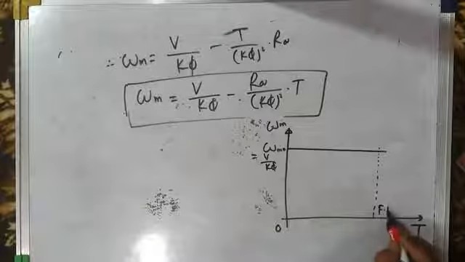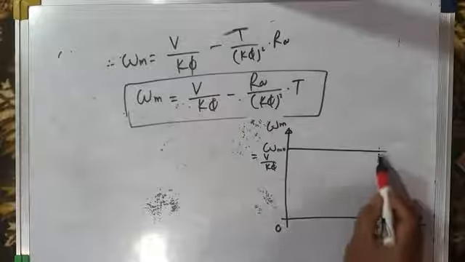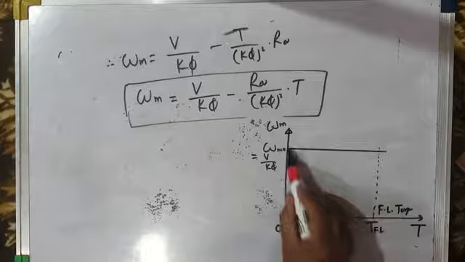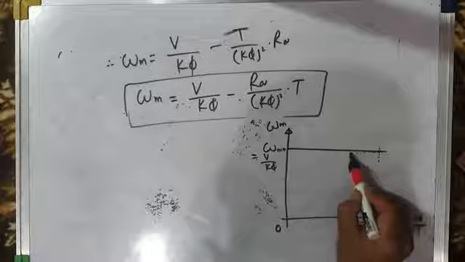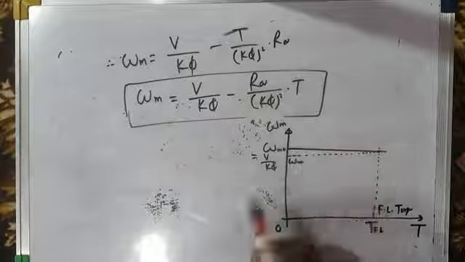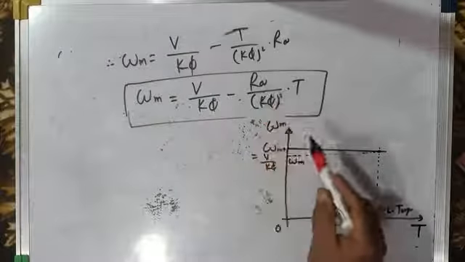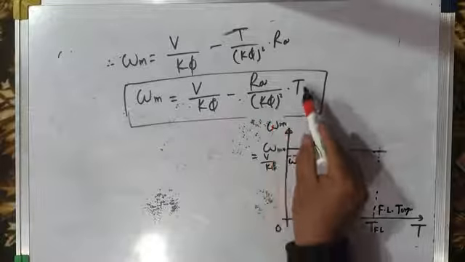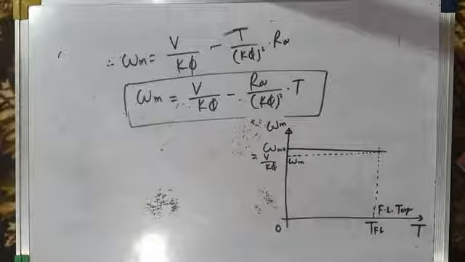This is full load torque here, TFL. At full load torque, the speed is not the same as no load speed. The speed is this much. This is the speed at full load. Let us call this speed omega m. And what is this omega m? It is no load speed V by K phi minus drop in speed. And what is the drop in speed? Ra by K phi square into T. In fact, this Ra by K phi square is the slope of this torque speed characteristic. So this is how we obtain the torque speed characteristic of a separately excited DC motor.